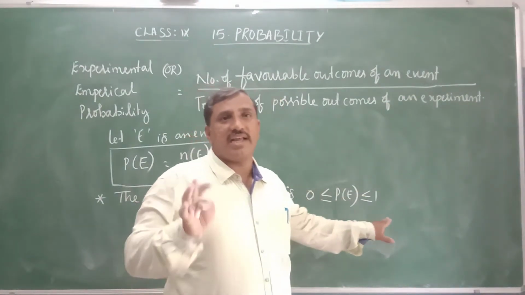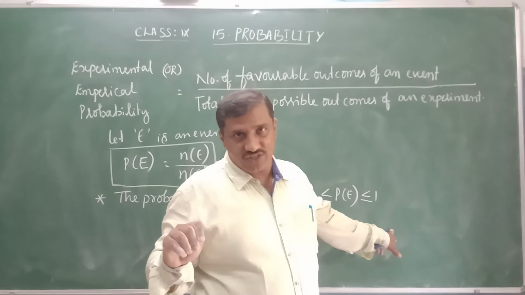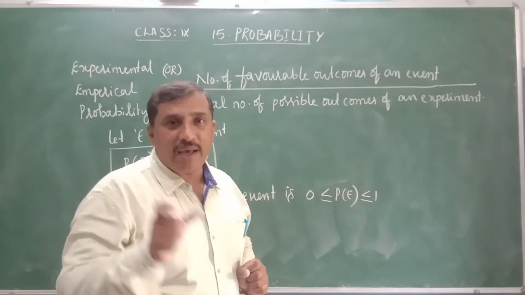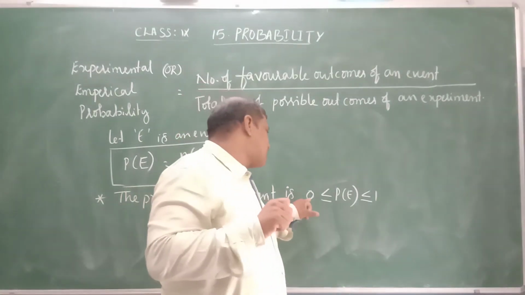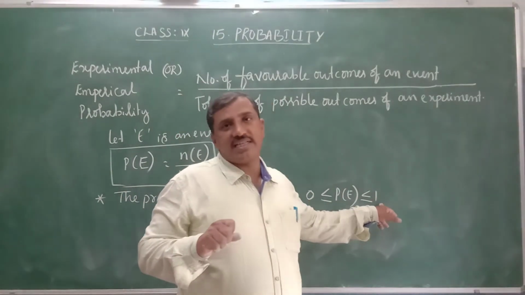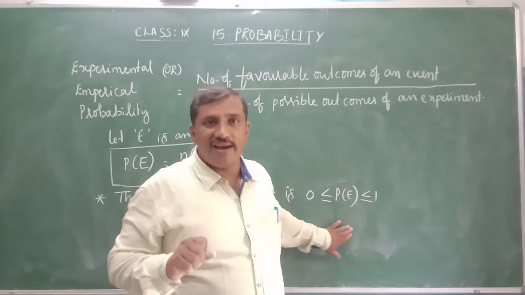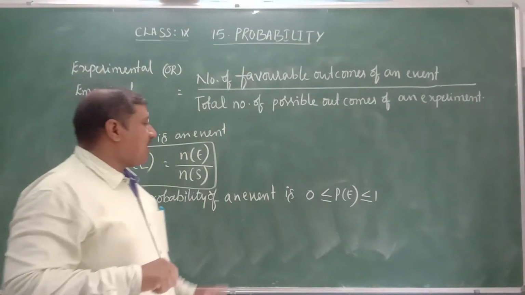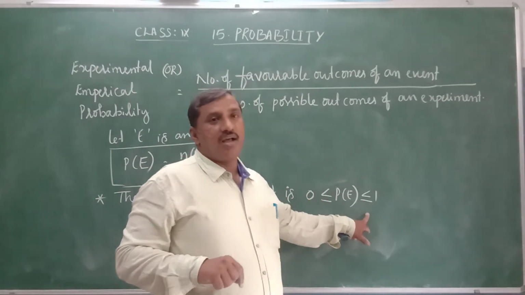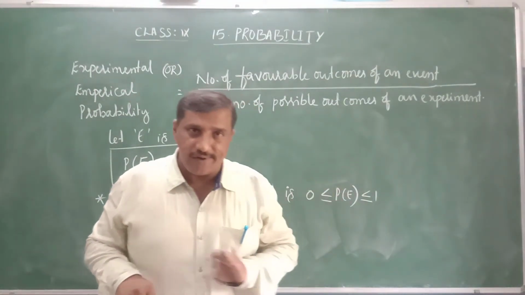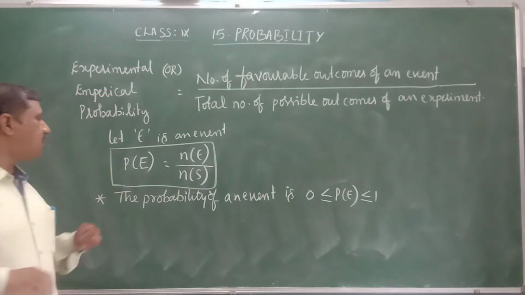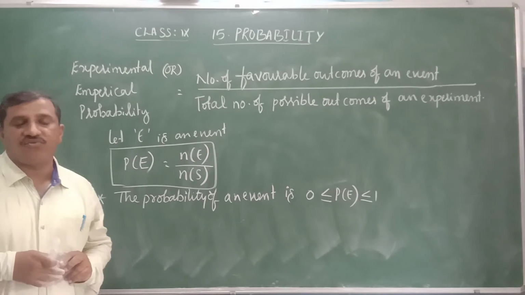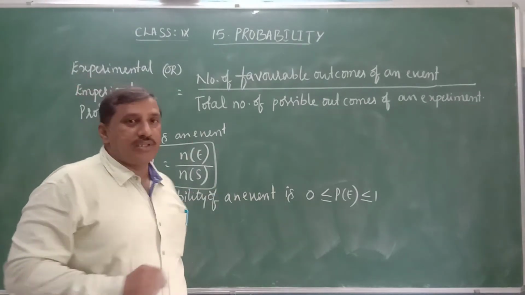That is, it will not take any improper fractions or mixed fractions. It will take only proper fractions, and it also takes the value of 0 and the value of 1. Clear? These are the probabilities. The probability of an event lies between 0 and 1, including 0 and 1. So this is about the probability formula. Now we will discuss a few examples related to this probability.